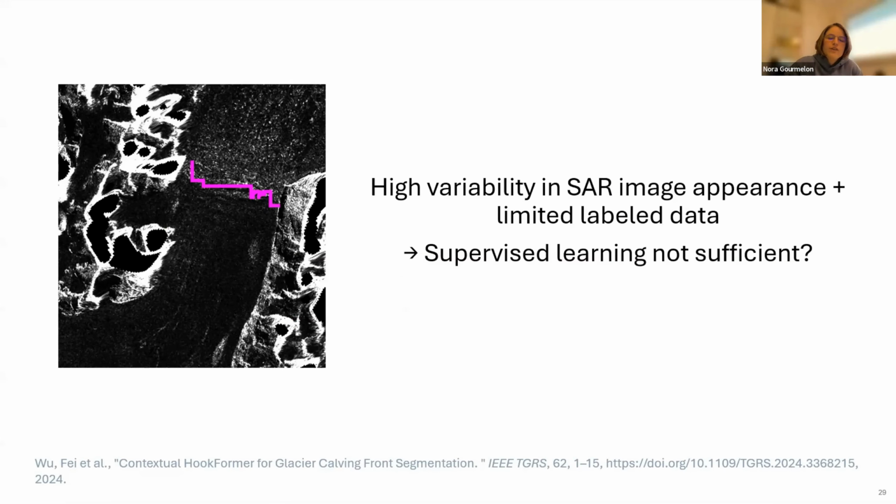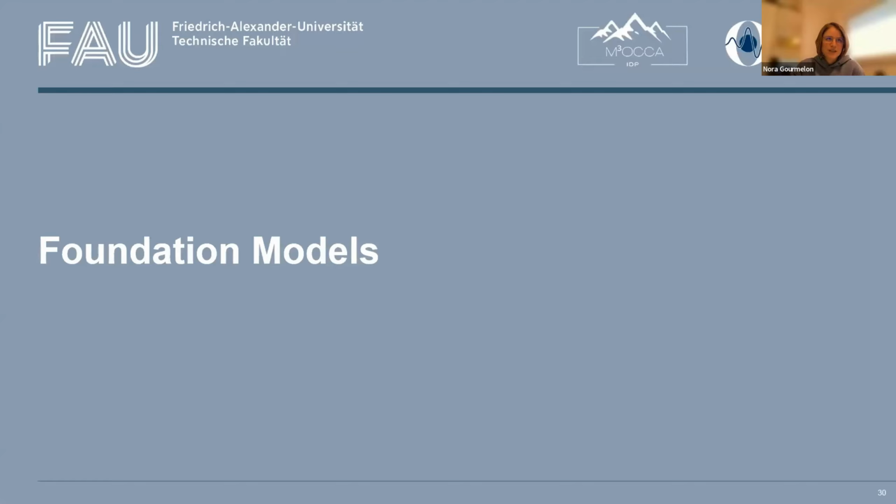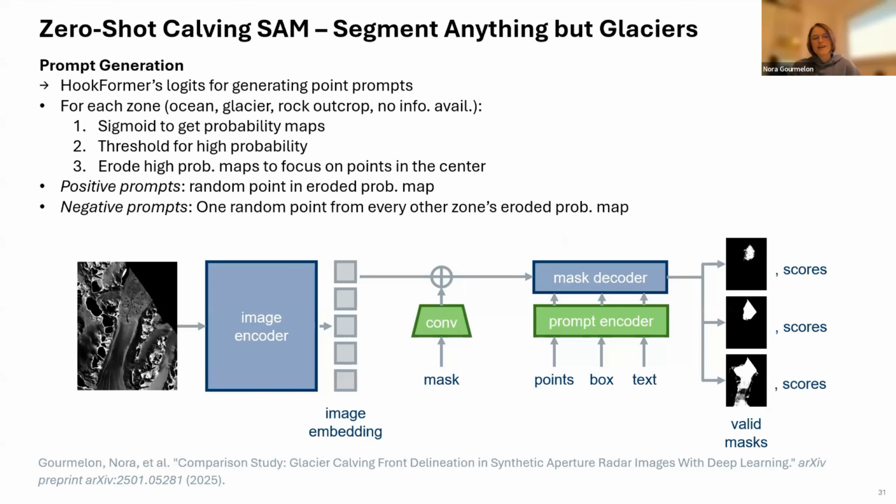So with the high variability of how glaciers can appear in SAR images and the limited labeled data that we have, these around 600 images of glaciers, we hypothesize that currently self-supervised learning is not sufficient. And therefore, we turned to the hype of foundation models. The first thing we tried, which is actually already part of this comparison study, but I wanted to go into it anyway a little bit, is the zero-shot performance of SAM, the Segment Anything Model.